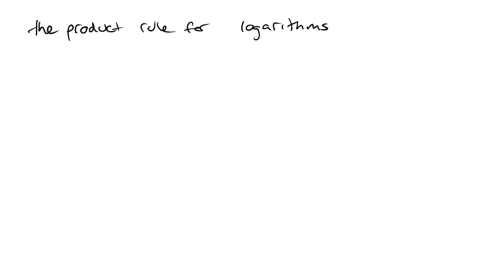Okay, let's take a look at the product rule for logarithms. The product rule looks like this. If you have the logarithm of a product, so you've got log base a of m times n, where m and n are both real and m and n are both positive, so that the logarithm exists, then you can split that up into two logarithms, log base a of m plus log base a of n.